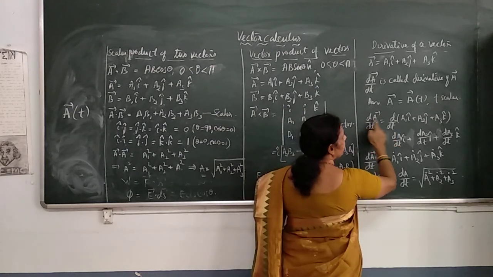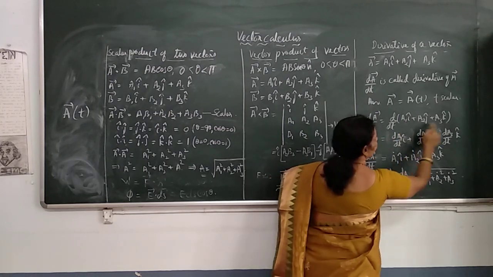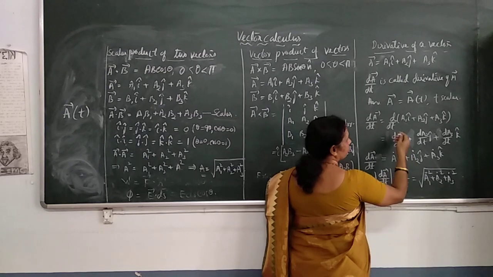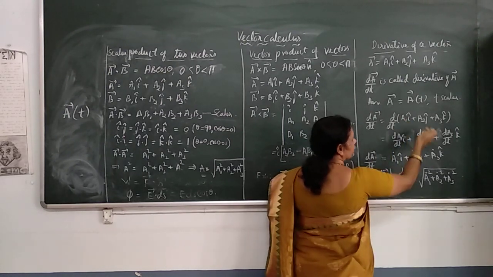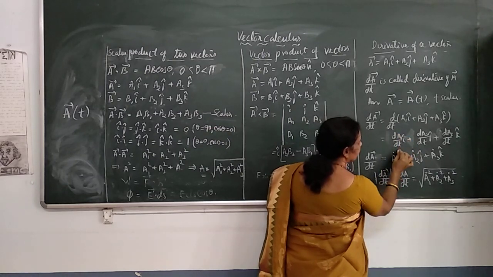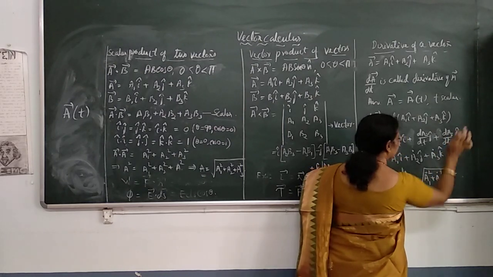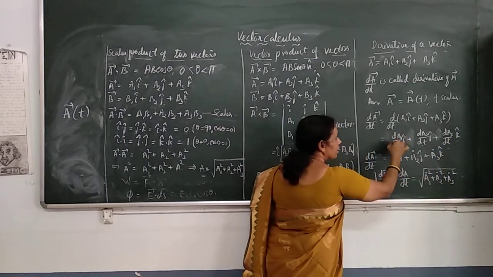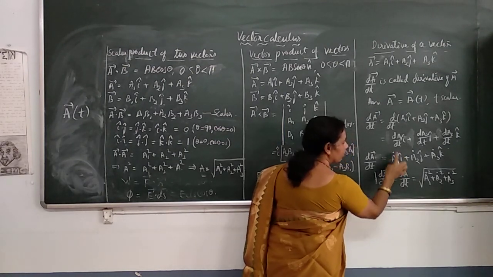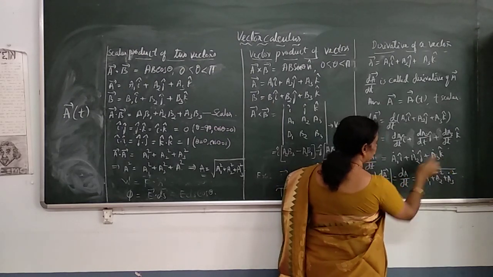We differentiate by writing A in terms of its components. So d by dt of the vector A in terms of its components is nothing but the differentiation of the component A1, that of A2, that of A3. So we get dA1 by dt i cap plus dA2 by dt j cap plus dA3 by dt k cap. The derivative of A1 is denoted by a dot: A1 dot i cap plus A2 dot j cap plus A3 dot k cap.